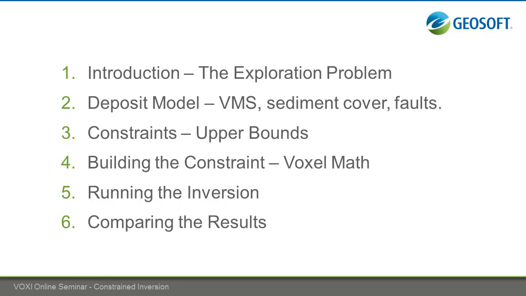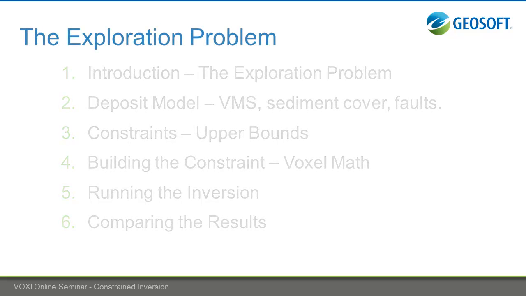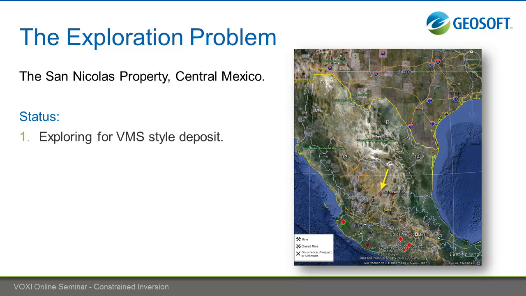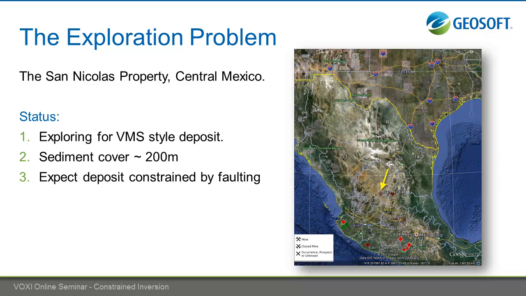We'll then run the inversion, and then we'll compare the results, and again we'll see that we're able to produce a model which is much more geologically reasonable. But as I said, first I'll just show you as a series of PowerPoint slides what we'll be doing in a moment. The problem I'm working on in this case is a simulation of the San Nicolas property in central Mexico. We know, as I've said, that this is a VMS-style deposit. We've got some sediment cover, approximately 200 meters thick, and we expect the deposit to be constrained by a sort of southwest trending fault that runs through the property.